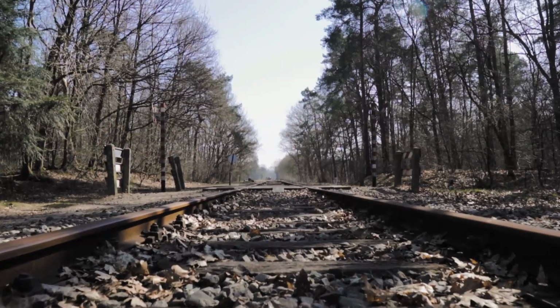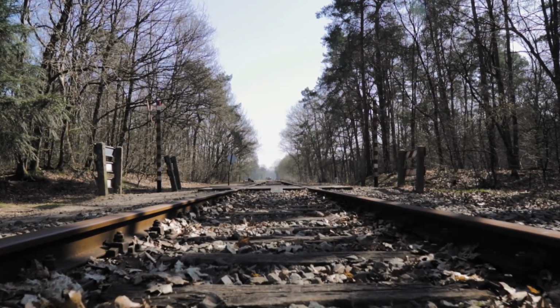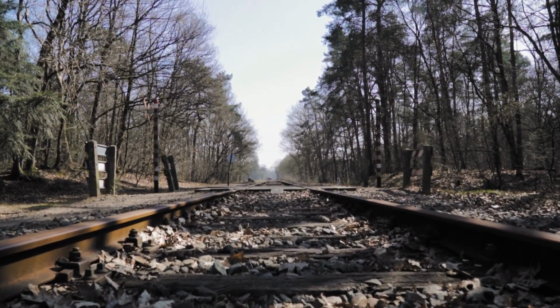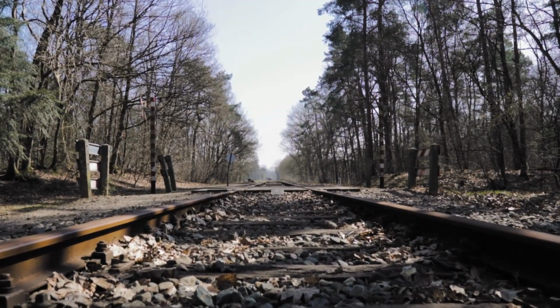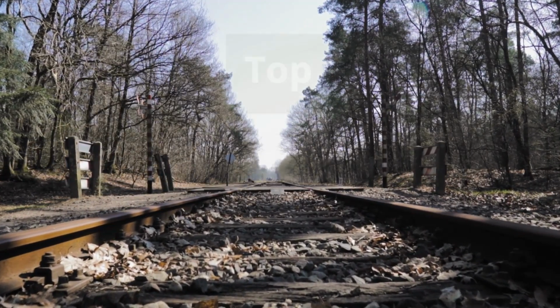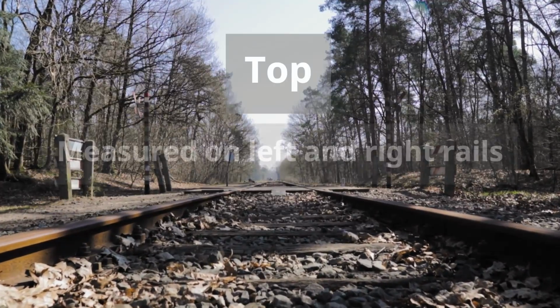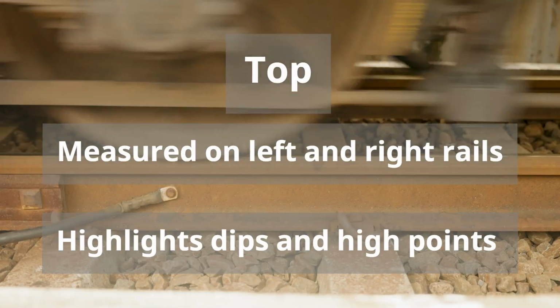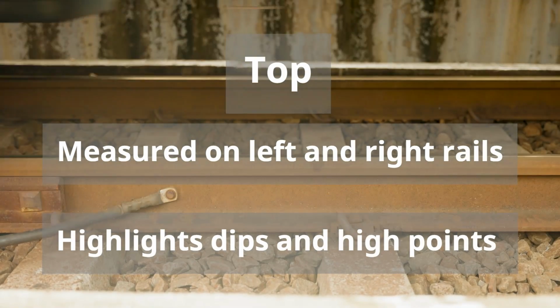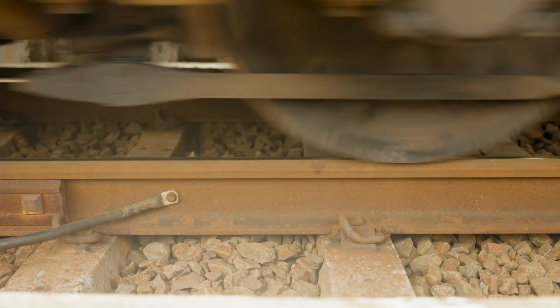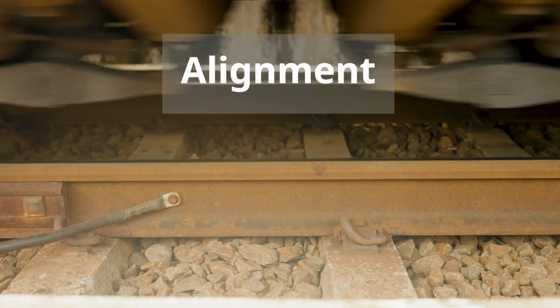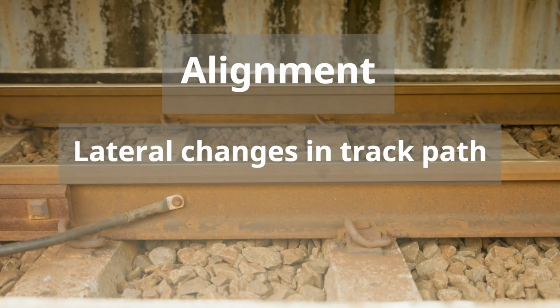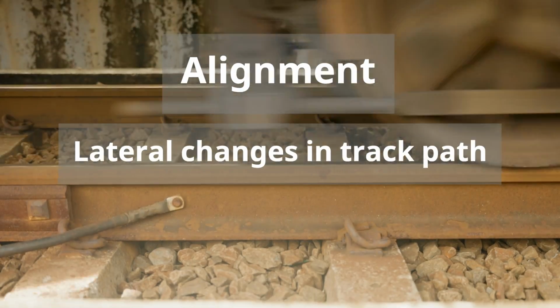The train measures and records different parameters as it travels along the track. The parameters measured are top. This is measured on each rail, and highlights dips, or high points on each rail. These could be caused by dip joints or welds that haven't been ground off properly. Alignment. This monitors the track for sudden lateral changes in the track path.